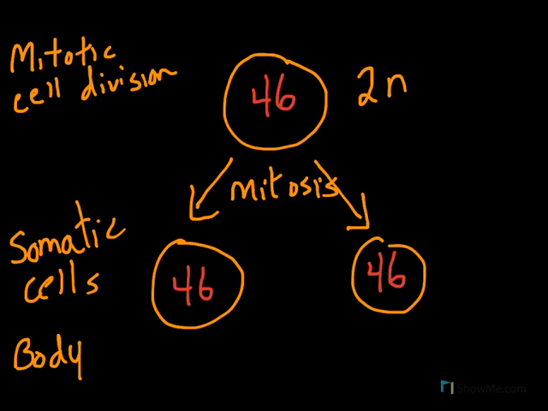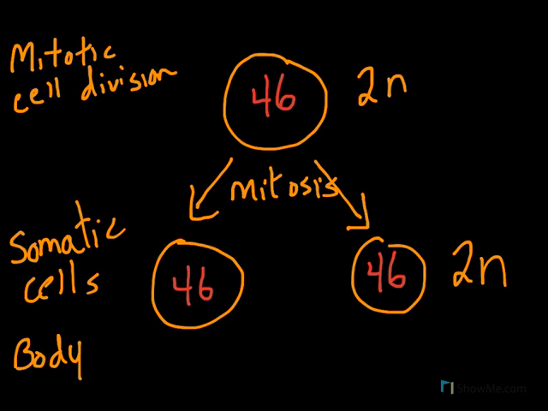They could eventually differentiate into everything from our heart and our lungs to our muscles, our bones, everything, every structure that really makes up our body. And don't forget, these somatic body cells are 2N. They are diploid. All of our cells, except for sex cells, are diploid.